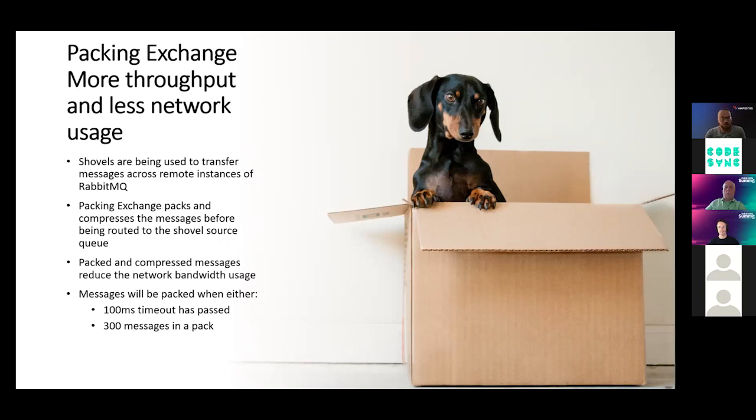So the algorithm is very simple. We take either 300 messages or 100 milliseconds. If 100 milliseconds passed, we compress all the messages and we publish them using the Shovel to the remote RabbitMQ. We use this method for all the messages being sent to the remote RabbitMQ instance. We don't use multiple shovels for different messages; we use the same Shovel for all the messages. Once the messages reach the remote RabbitMQ instance, the exchange is going to route the messages to the destination queue.